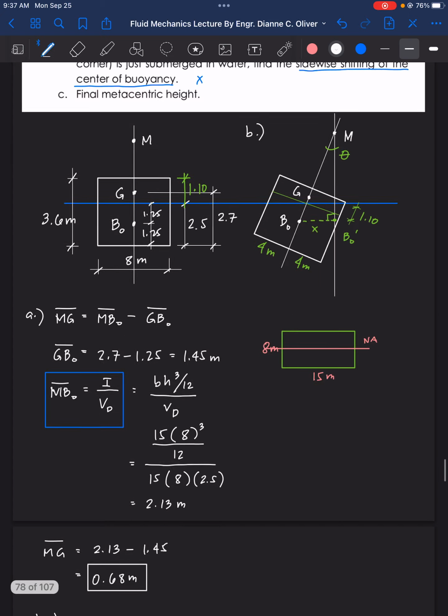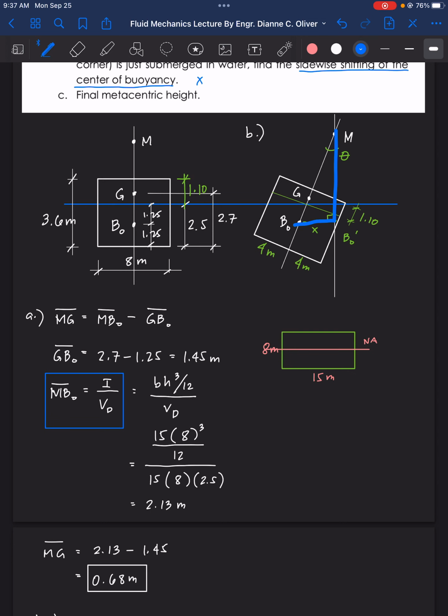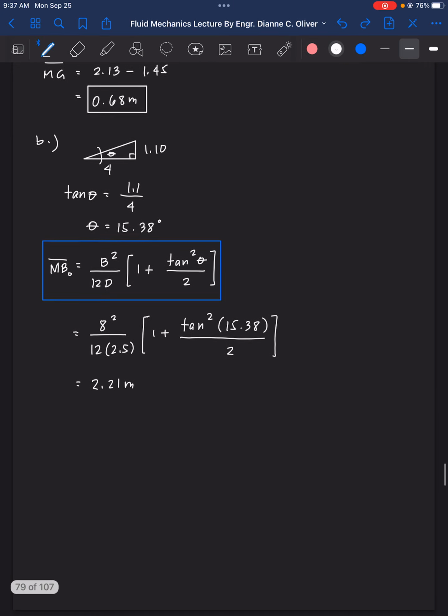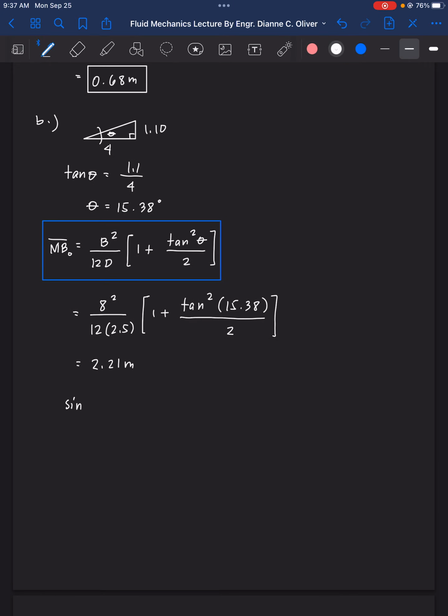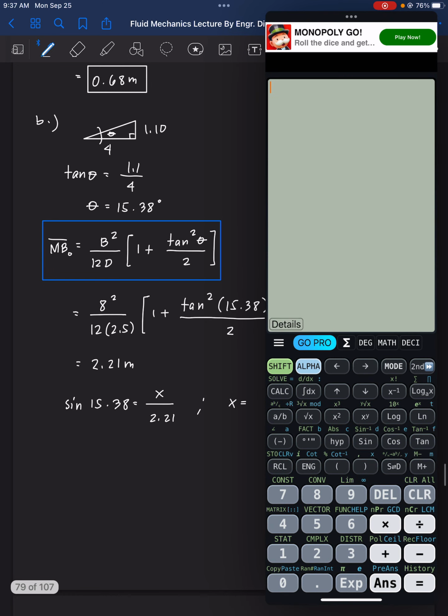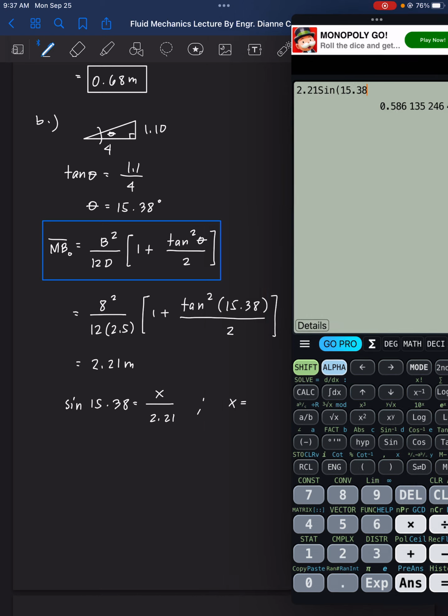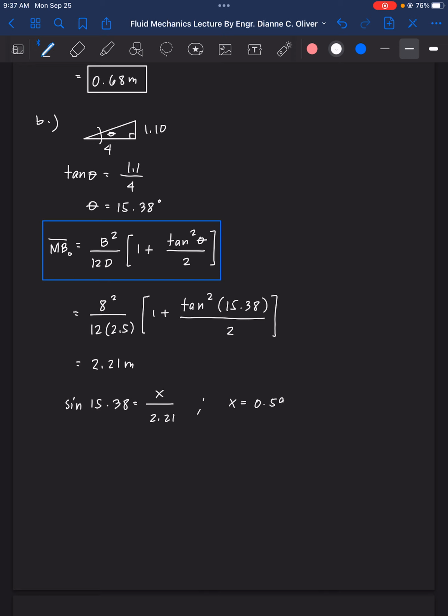Therefore, from this triangle, now that we have the value for MBO and we're looking for x, we can use the sine. Sine 15.38 equals x over 2.21. Therefore, our x here is 2.21 times sine 15.38, so 0.59 meter. That's for letter B.